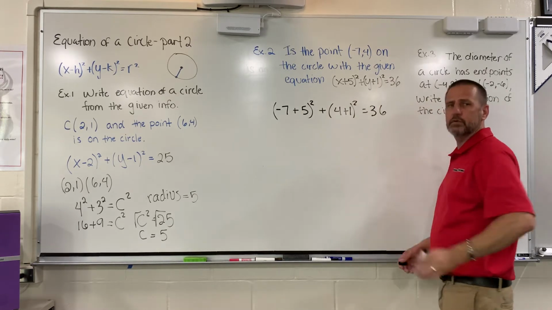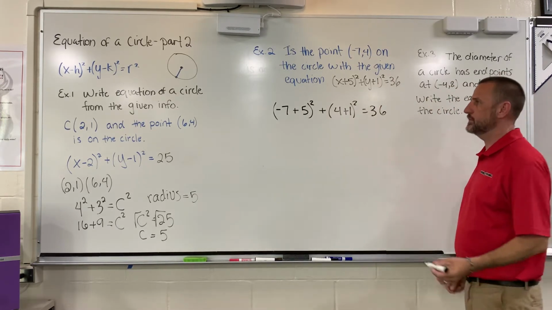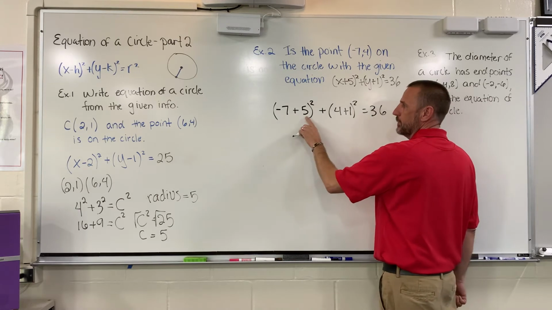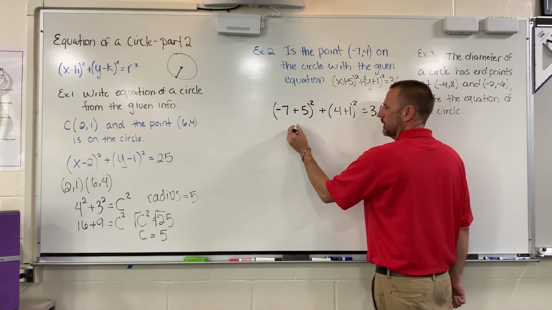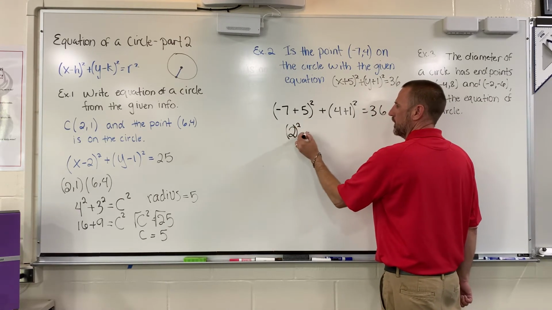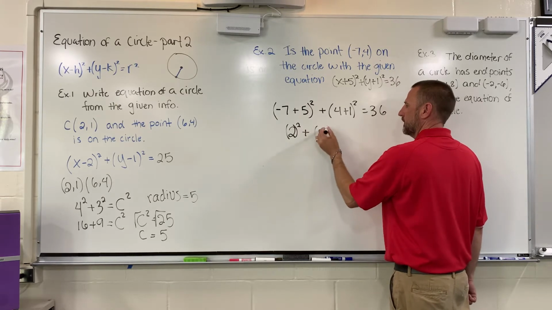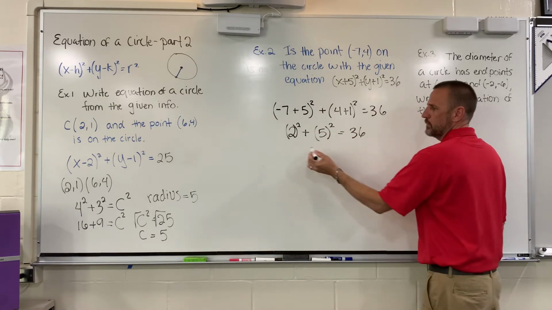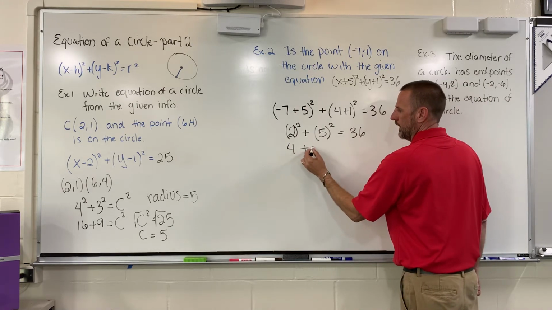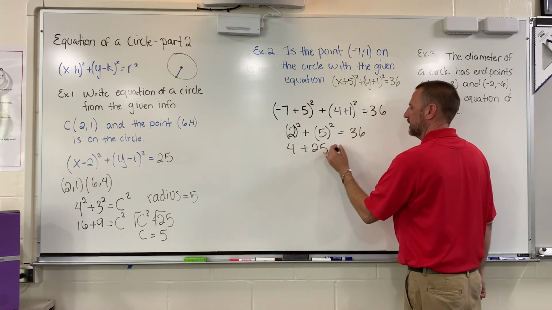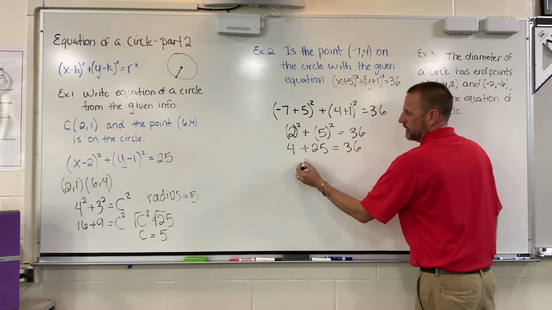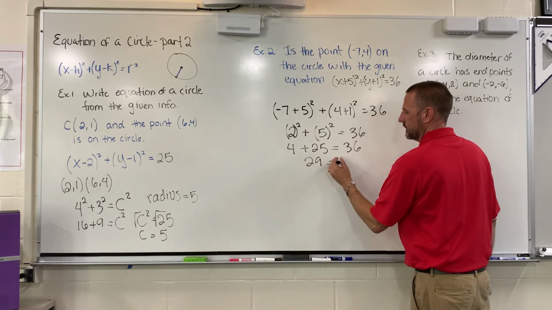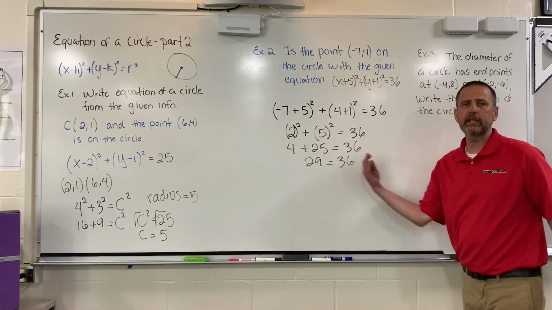And then see what you get. If you plug those numbers in, see what you end up getting. So -7 plus 5 is 2, squared plus 5 squared equals 36. Well, 2 squared is 4, 5 squared is 25, and I'm pretty sure that 29 is not the same as 36. These are not equal.